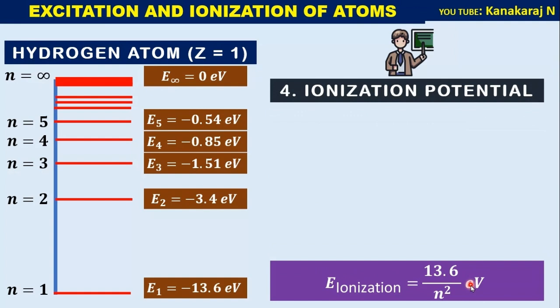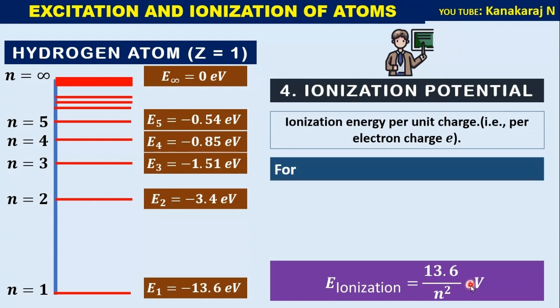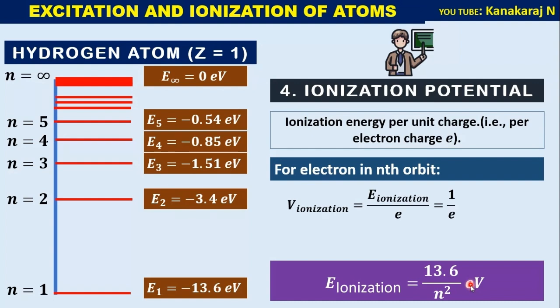Ionization potential: ionization energy per unit charge, that is, the charge of the electron, e. Ionization energy per unit charge is called ionization potential. For an electron in the nth orbit, we have V ionization equals E ionization divided by the charge of the electron e, equals 1 upon e multiplied by 13.6 divided by n square electron volt. Here the charge of the electron gets cancelled, so we get V ionization equals 13.6 divided by n square volt.